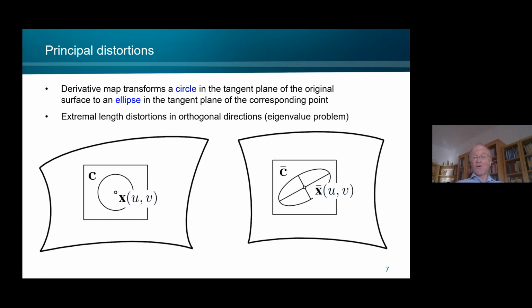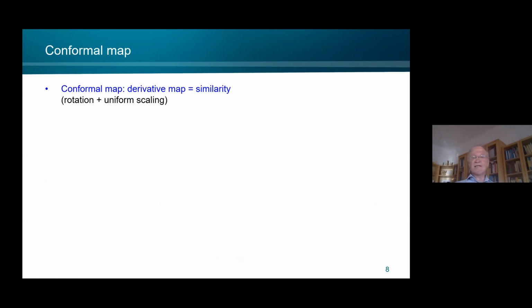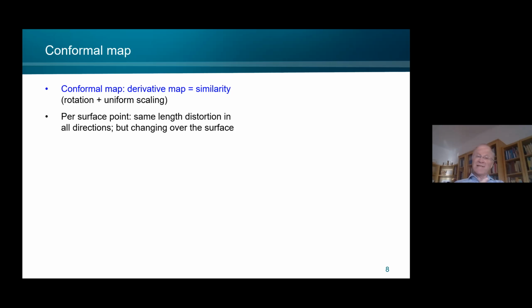Important cases are those where this ellipse C bar is actually a circle, which means that we have the same length distortion in all directions per point. This is a so-called conformal map. We could also say that this derivative map is not just an affine map, it is a similarity, which means composed of a rotation and a uniform scaling. Per surface point, we have the same length distortion in all directions, but this is a point-specific value and changing over the surface. Such maps, of course, preserve the angles.